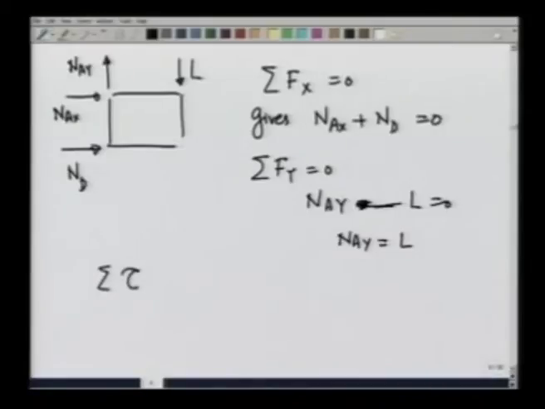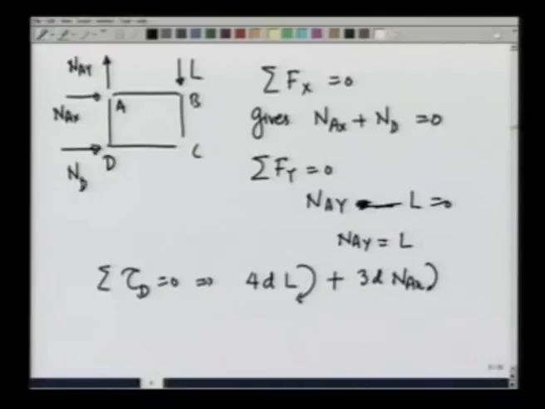Summation of torque about D, this is point D, A, B, C, equal to 0 gives 4D times L clockwise plus 3D times N A X also clockwise should be 0, and this implies that N A X equals minus 4/3 L. The minus sign tells you that its direction, let me make it in red, should be this way. So, this is N A X.